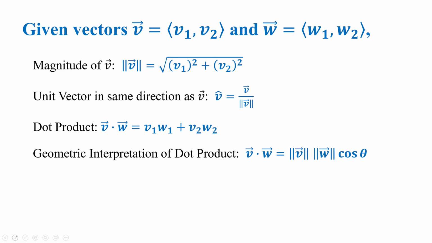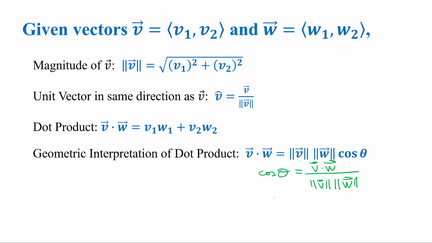The geometric interpretation of the dot product, v dot w, is equal to the magnitude of v times the magnitude of w times the cosine of theta, where theta is that angle between the vectors v and w. And we can go a little bit further with that. If we divide both sides by magnitude v, magnitude w, we get cosine theta equals v dot w over the magnitude of v times the magnitude of w.